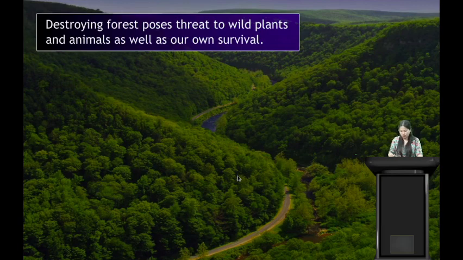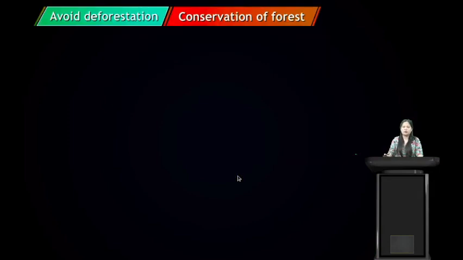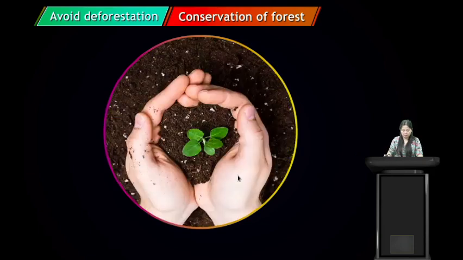So what can we do to conserve forests? Let us see conservation of forests. The first point is to avoid deforestation. We can conserve forests by avoiding deforestation, that is, avoiding the cutting down of trees. Yes students, now avoiding deforestation can be done in two ways. Let us see what those two ways are.